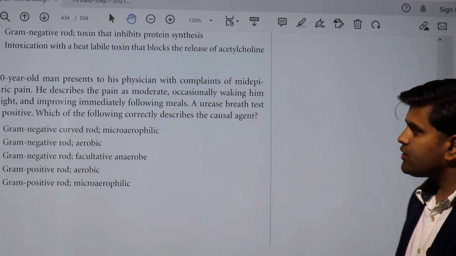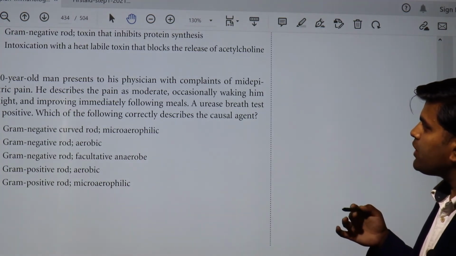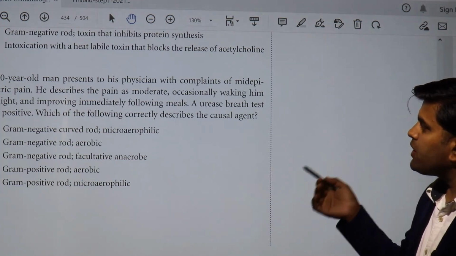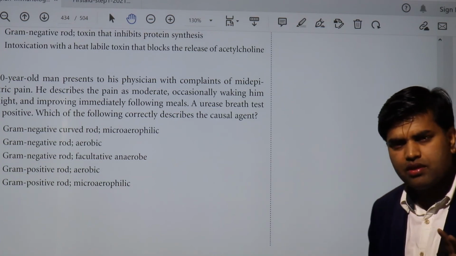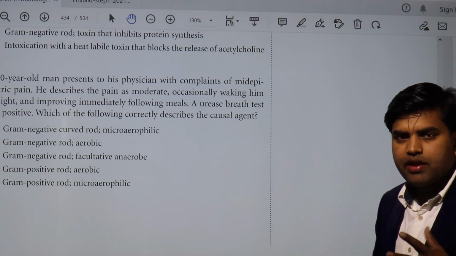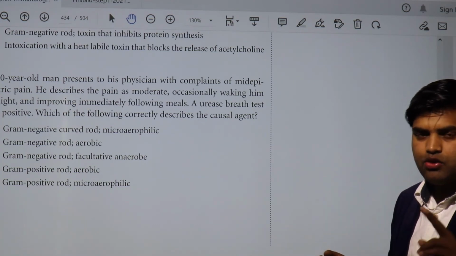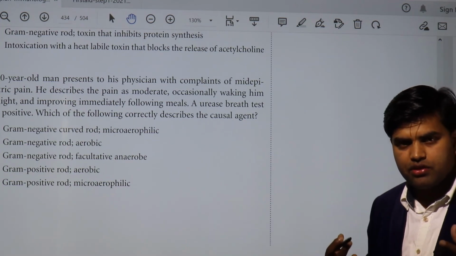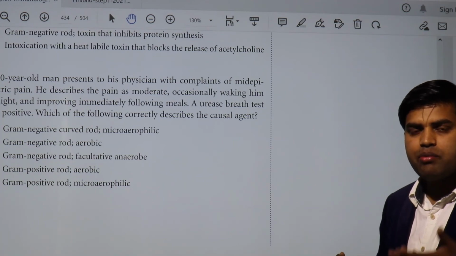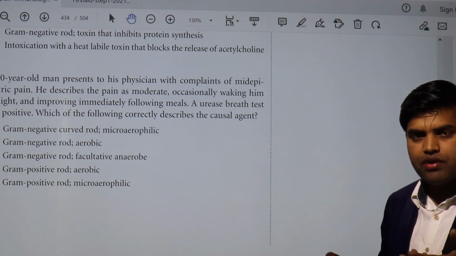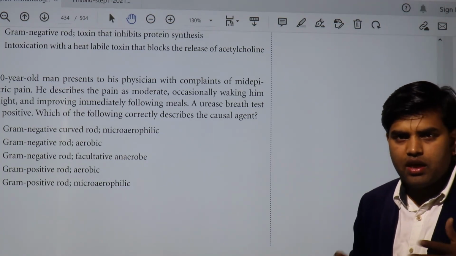Okay, let's move to one more question and then we'll end over here. A 30-year-old man presents to the physician with a complaint of mid-epigastric pain. He described the pain as moderate, occasionally waking him at night, improved immediately following a meal. So there is a person with abdominal pain related to food intake. After taking a meal, if the pain goes away, there are two types of peptic ulcer disease. If you have a stomach ulcer, after taking food the pain will be aggravated, and a duodenal ulcer will be relieved when in an empty stomach.